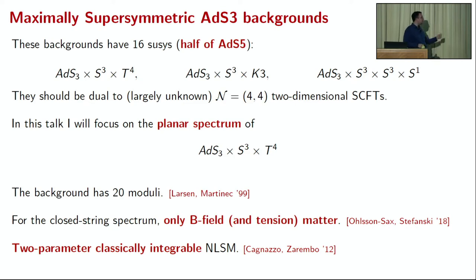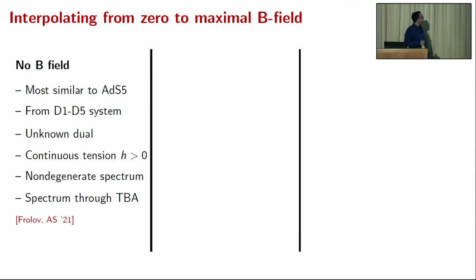This is the amount of B field that there is in the background and the overall tension of the string. And for these two parameters, we have a classically integrable family of nonlinear sigma models. And the hope is that the whole thing is quantum integrable, of course. So let me just give you a broad picture of how these two parameters enter. The tension, of course, appears very much like in AdS5. You go from weak to strong tension, and you go from a more stringy to a more Sugra regime. But the B field changes things a little bit.